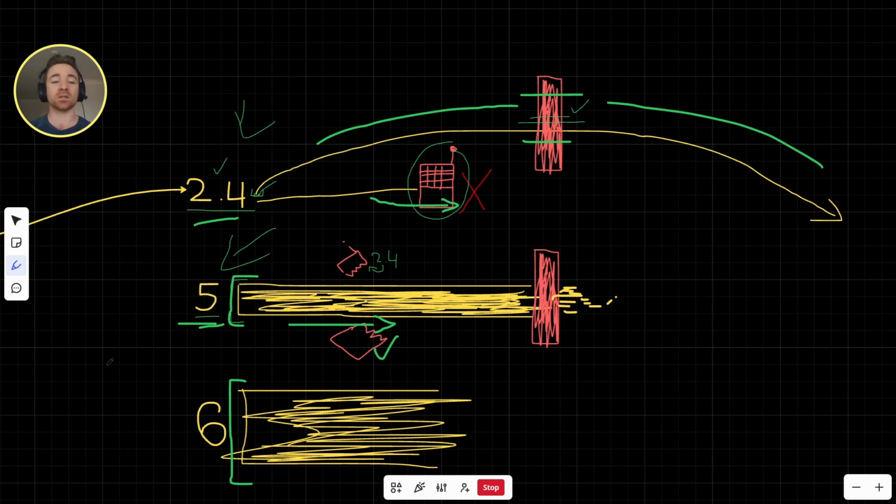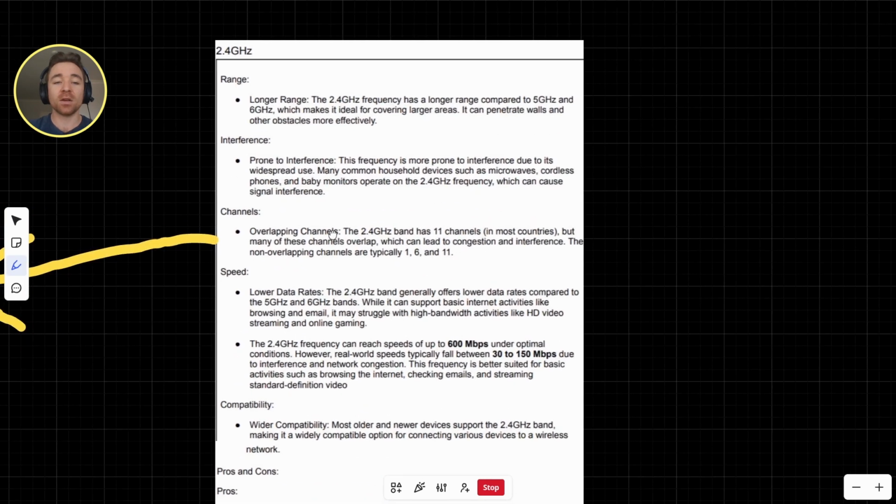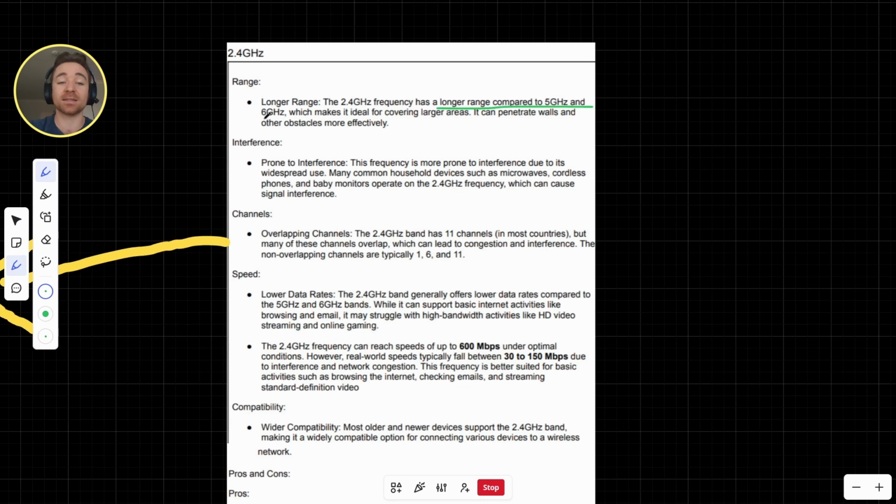Hopefully that made sense, guys. We're going to go through it with the actual notes now as well, so hang in there with me. Let's have a look at 2.4, everything we just said, right? So we just said the 2.4 gigahertz frequency has a longer range compared to the 5 gigahertz frequency and 6 gigahertz, so it can go longer distances. That's what you need to know.